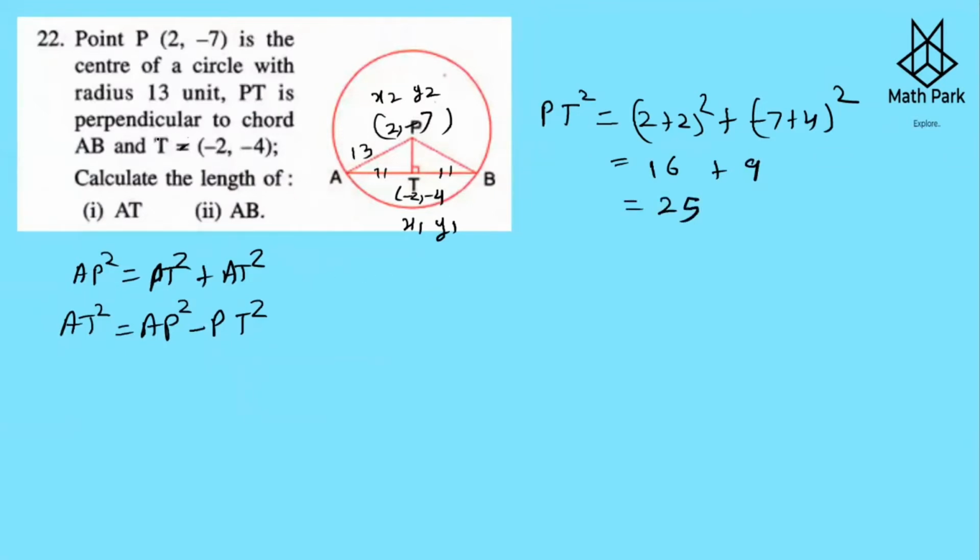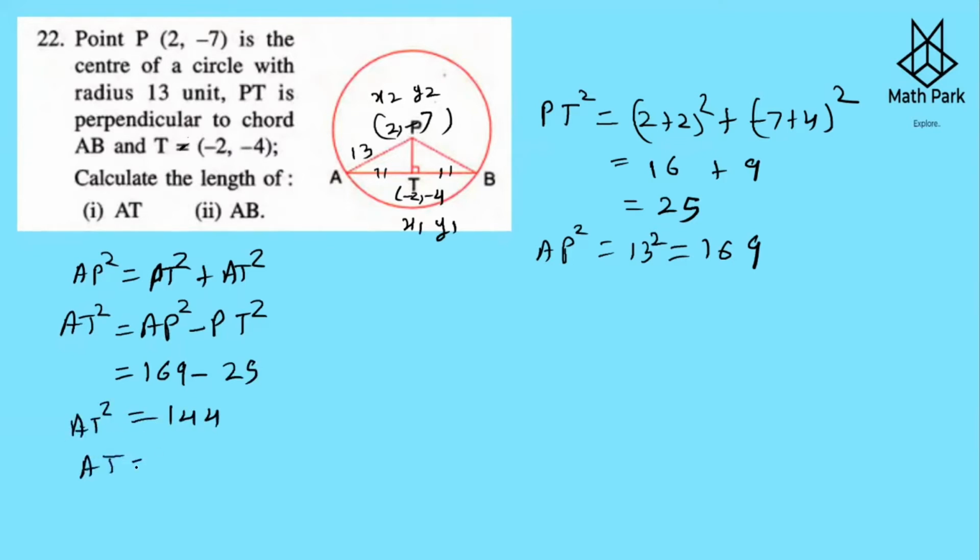Okay, and we already know that AP is equal to 13. So we have AP square is equal to 13 square, which is 169. Let us substitute over here. So we have AT square is equal to AP square minus PT square. That is 169 minus 25, which we get as 144. So if AT square is equal to 144, AT is equal to root 144, which is equal to 12 units.